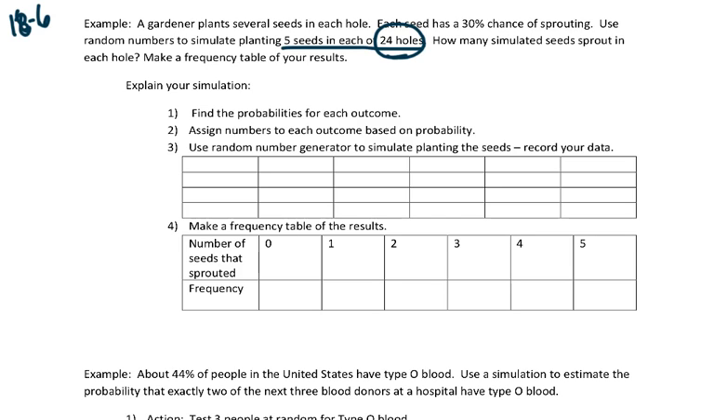So the simulation explanation is the first thing I'm going to do is find the probabilities for each outcome. So the probability for each outcome is 30% chance of sprouting. So that means I have 3 out of 10 sprouting. Assign numbers to each outcome based on probability. So if 3 out of 10 sprout, I'm going to say that numbers 1, 2, and 3 represent sprouts. Which means 4 through 10 represent seeds that don't sprout.